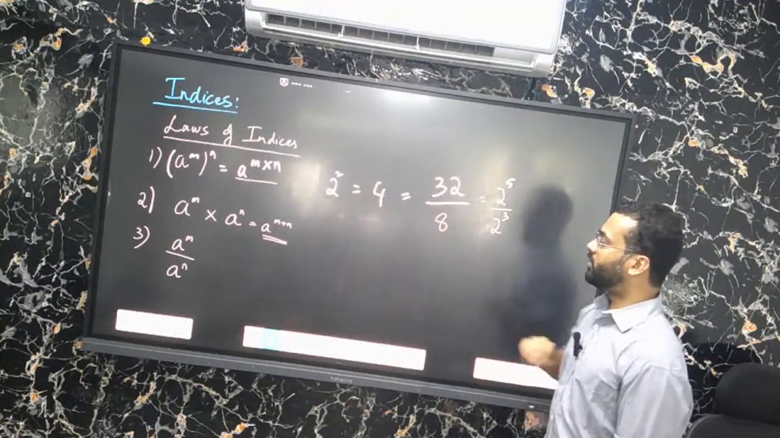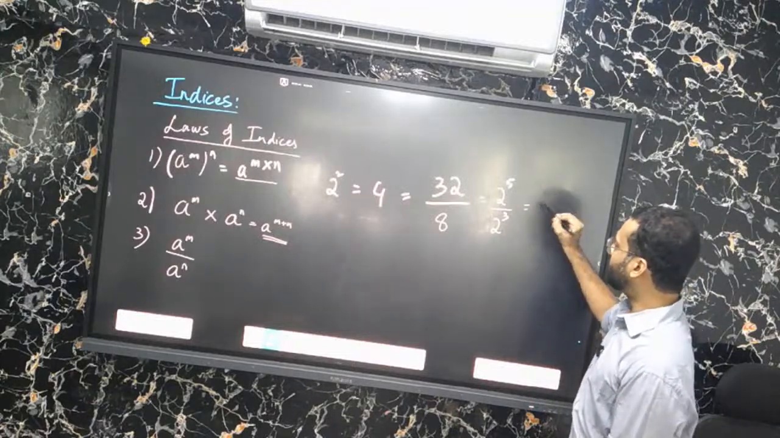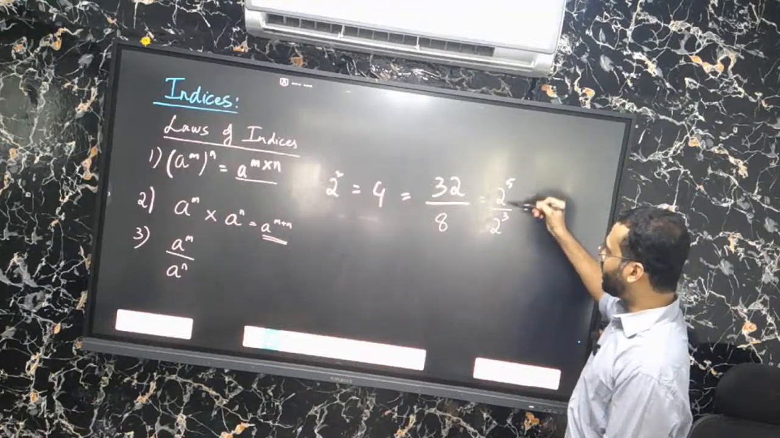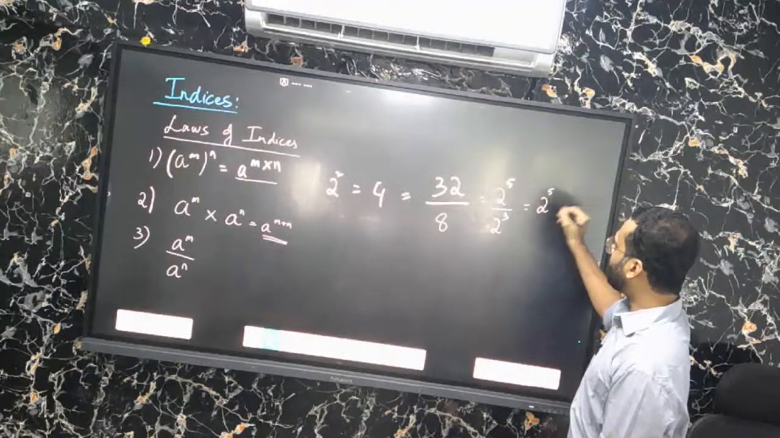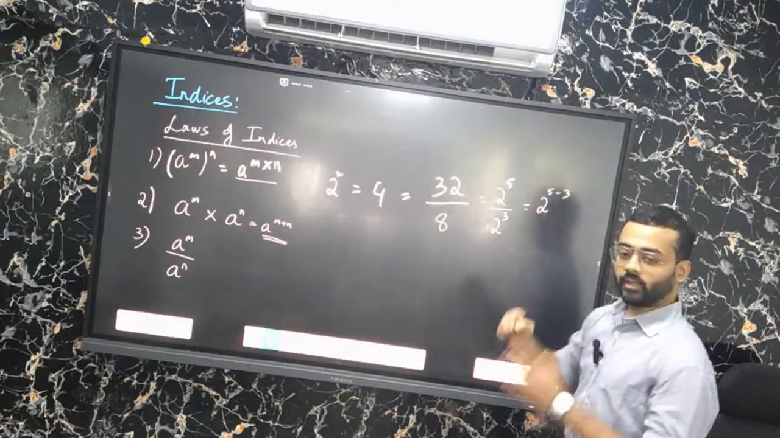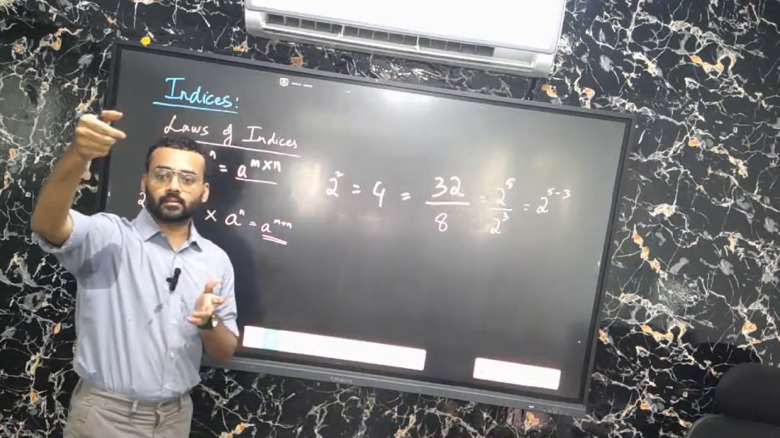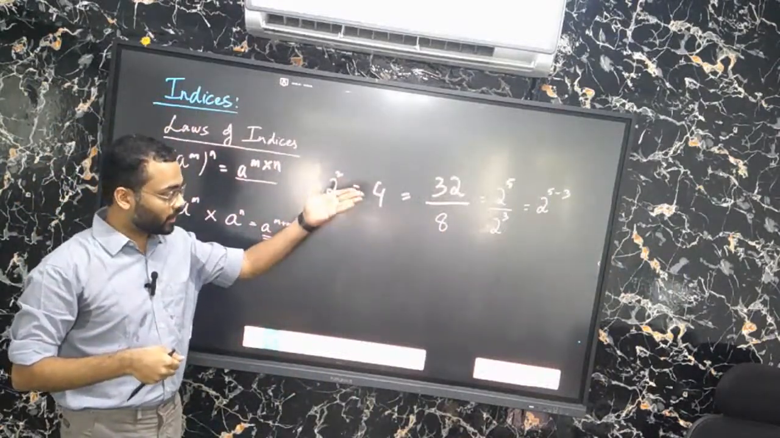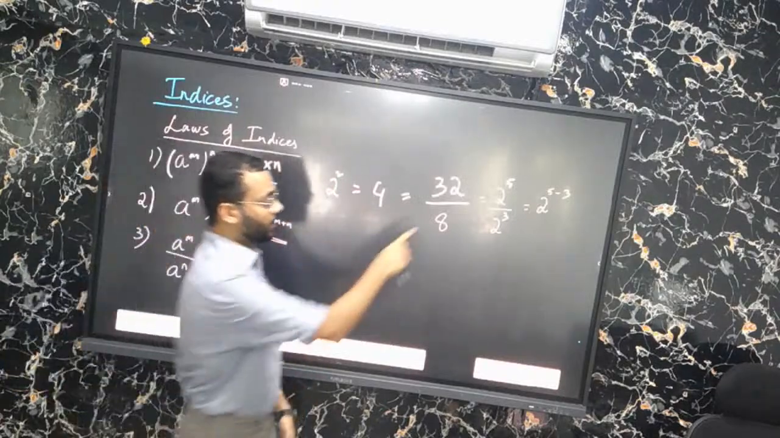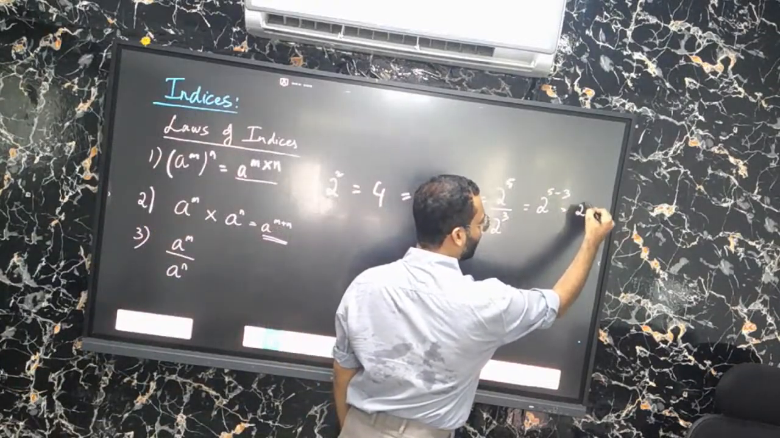Now how will I get 2 square here? See, I have 2 power 5 divided by 2 cube. So this is nothing but same base but different power, but I'm dividing it. When I divide, it is 2 power 5 minus 3. Whatever is in the denominator will come to the numerator, but it will become minus. But if I want to take numerator to denominator, it will become minus again. So I can write this as 2 power 5 minus 3, that is 2 square.